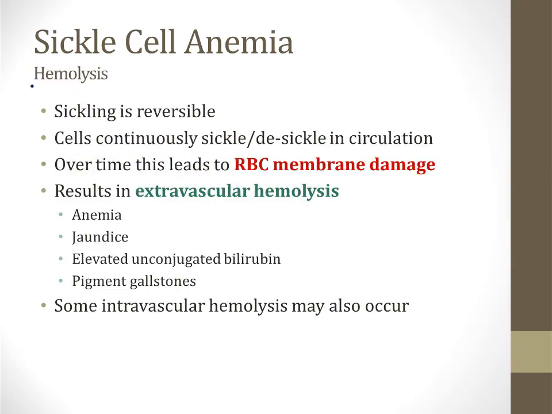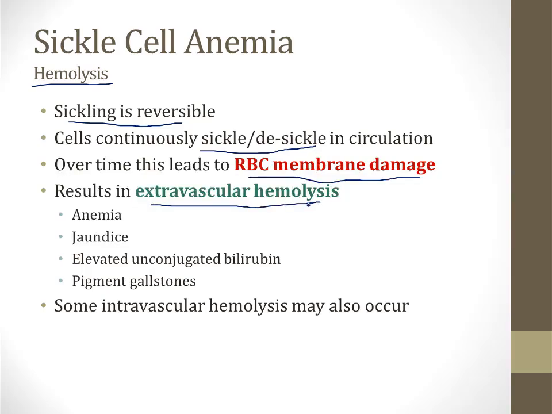So first let's talk about the hemolysis that occurs in sickle cell anemia. The sickling of red blood cells is reversible. The cells continually sickle and desickle in the circulation, and this leads to red blood cell membrane damage. And as you may know, anytime the red blood cell membrane is damaged, those cells will be removed in the spleen. This will lead to extravascular hemolysis.